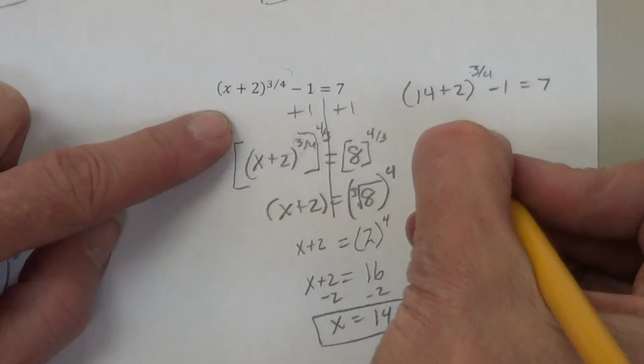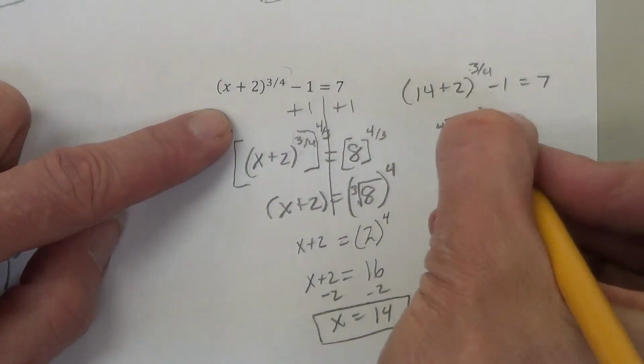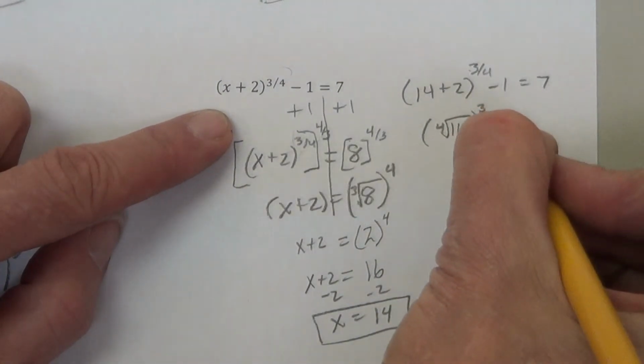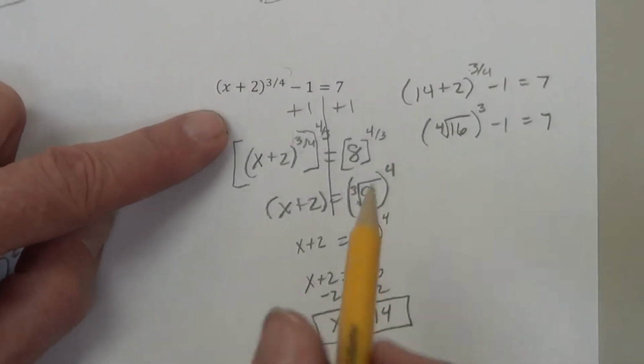14 plus 2 is 16. Now this is saying the 4th root of 16 raised to the 3rd minus 1 equals 7. The 4th root of 16 would be 2.